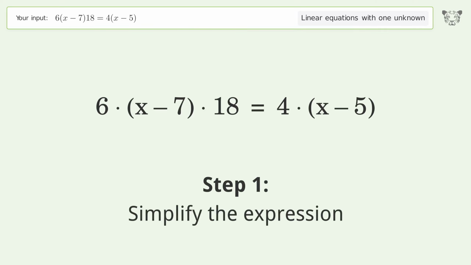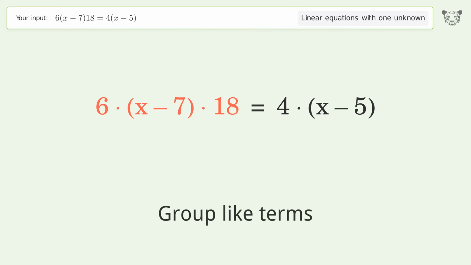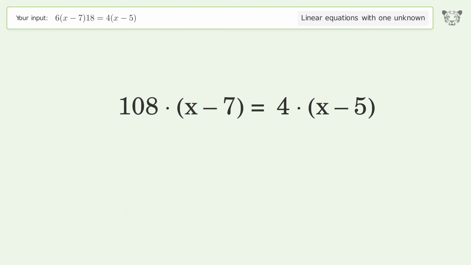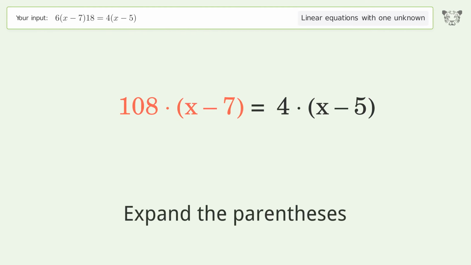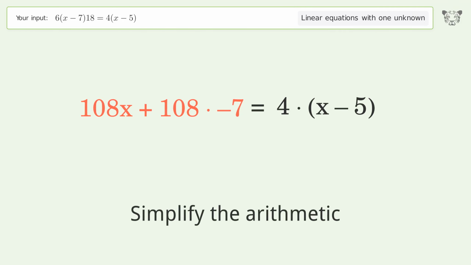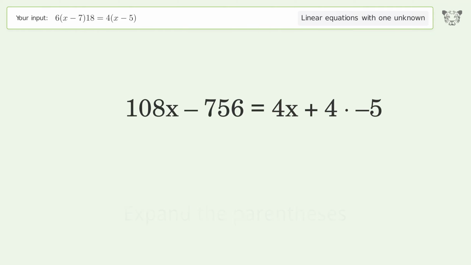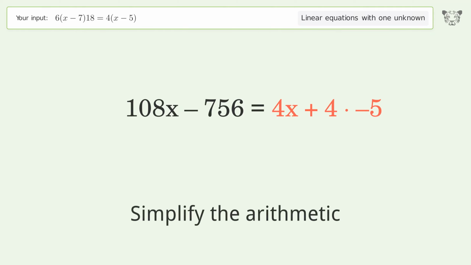Simplify the expression. Group like terms. Multiply the coefficients. Expand the parentheses. Simplify the arithmetic. Expand the parentheses. Simplify the arithmetic.